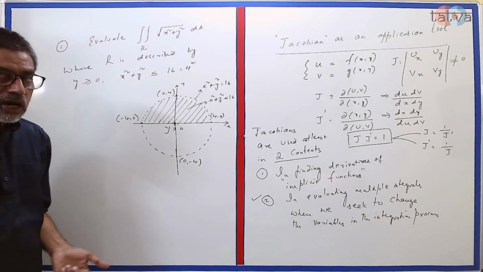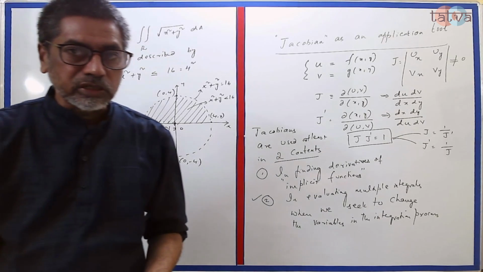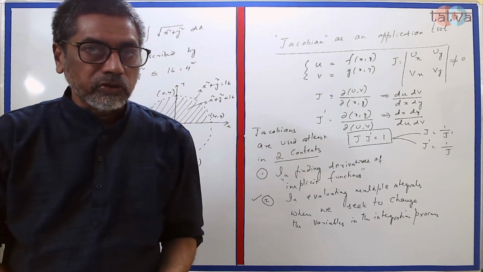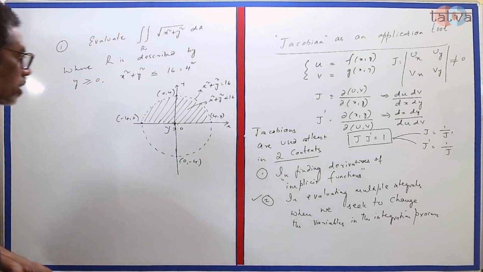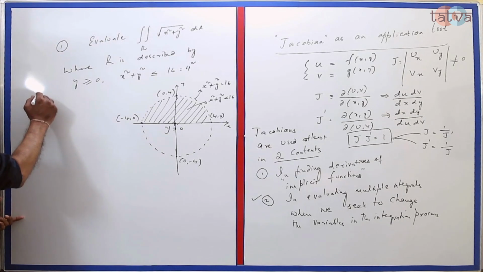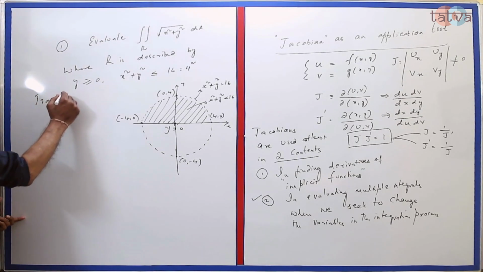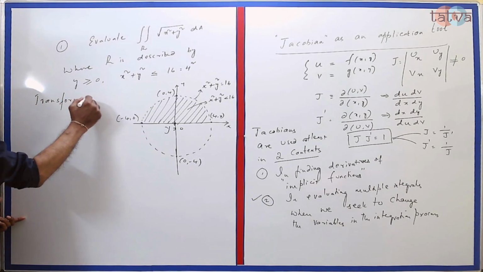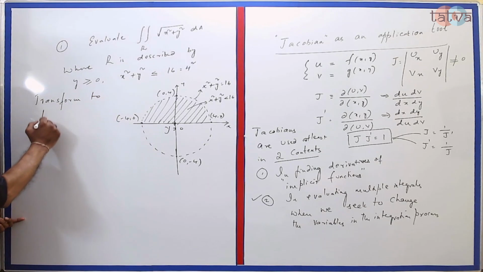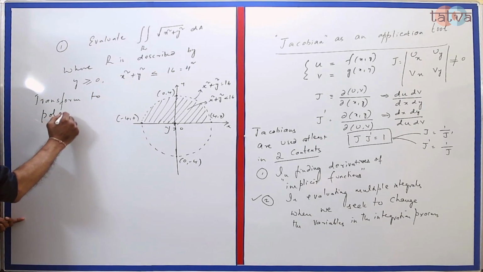So doing this in Cartesian variables is not advisable. So we convert it into polar. So I'll write: transform to polar coordinates.